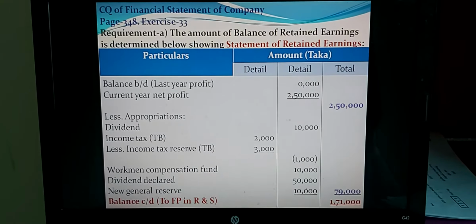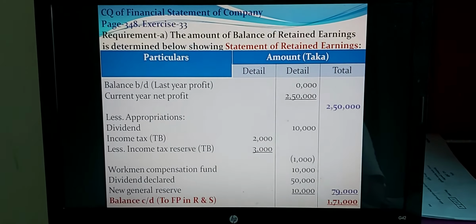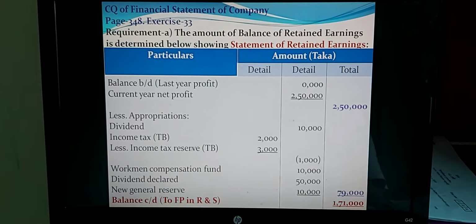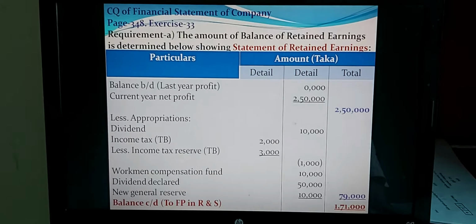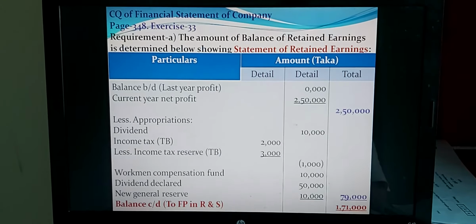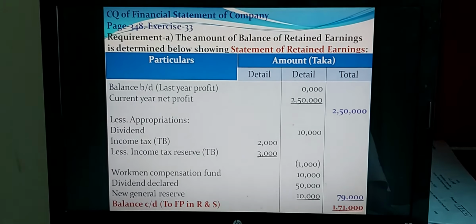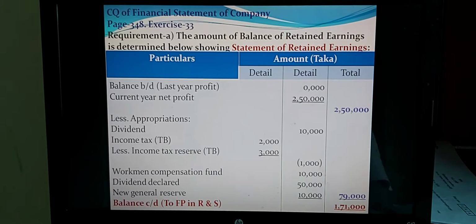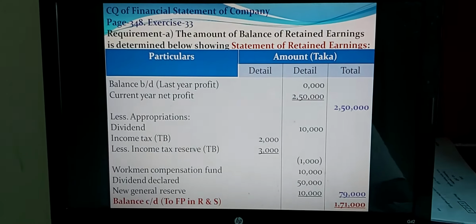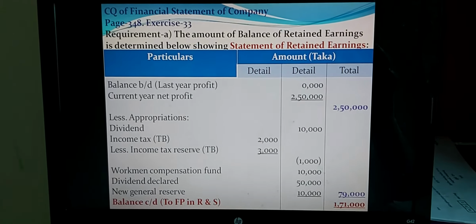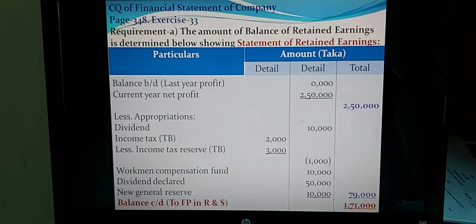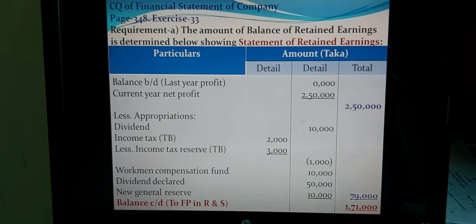New general reserve, it is also from adjustment number 4, create a general reserve fund taka 10,000 from current year net profit. You have to remember it, when new general reserve fund is available in adjustment, then you can take it as appropriations in statement of retained earnings and go to financial position under reserve and surplus head. So at first you have to write it, new general reserve taka 10,000 in middle column.